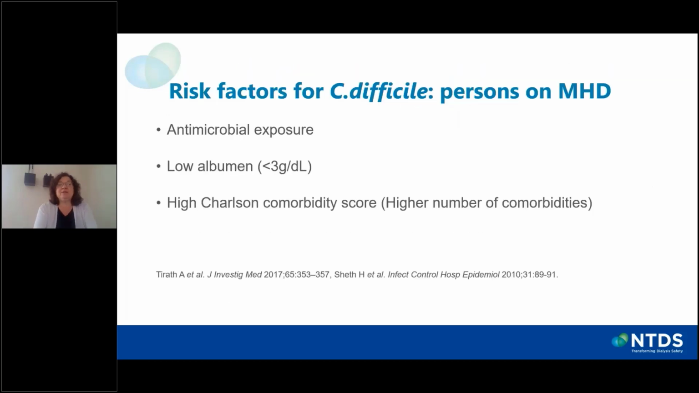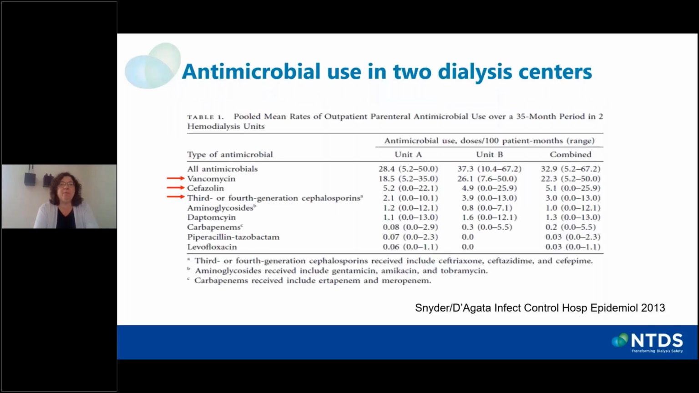So what are the risk factors specific to people on maintenance hemodialysis with C-DIFF? Again, it's antimicrobial exposure. Studies have shown that independent risk factors are low albumin as well as a high Charlson comorbidity score. So the more comorbidities the patient has, the more likely they are to get C-DIFF. So it can include malignancies or diabetes, etc. I'm going to speak a bit more about the antimicrobial aspect because it's the most common risk factor for C-DIFF.